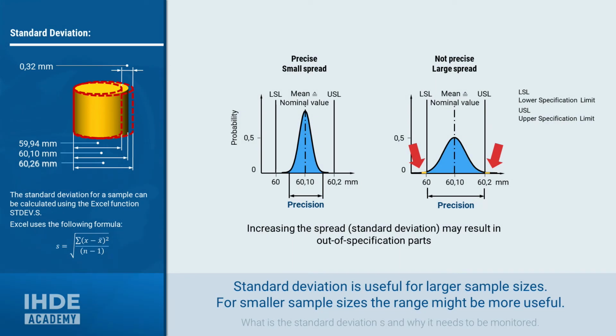As can be seen on the right, an increase in spread can result in the lower and/or upper specification limit being exceeded. These would be the measured values shown here in yellow. Monitoring the variance using the standard deviation makes more sense with larger sample sizes. With smaller sample sizes, it is more likely to monitor the range using a range chart.